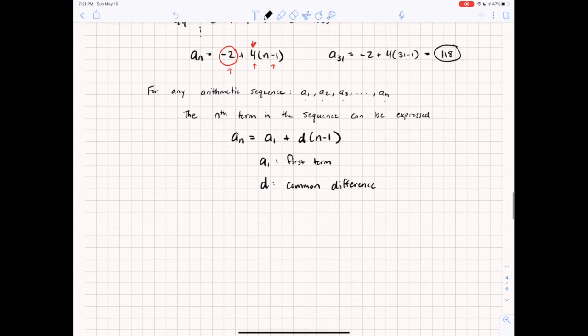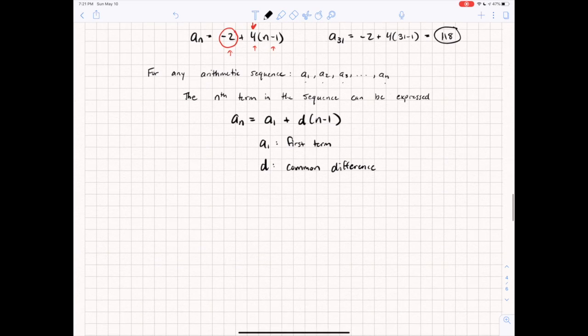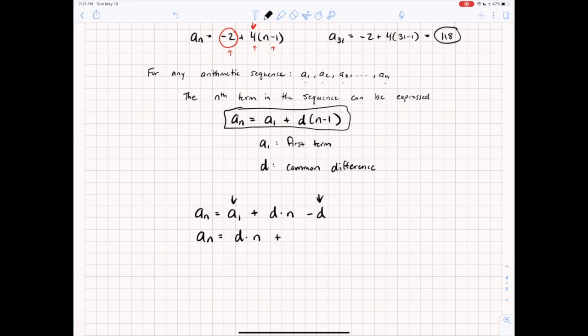Now something very interesting about it, and I just want to point out this connection: if I have an arithmetic sequence like this, this formula here is actually very, very similar to something. And so what I'm going to do with it is go through and distribute the D. So I get D times N minus D. And then I'm going to bring the A1 and this minus D together. So I get D times N plus A1 minus D here, because this is just a number.